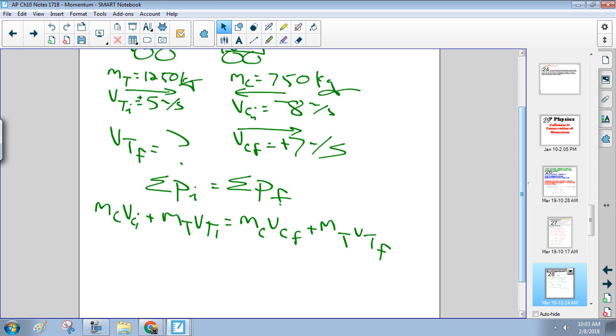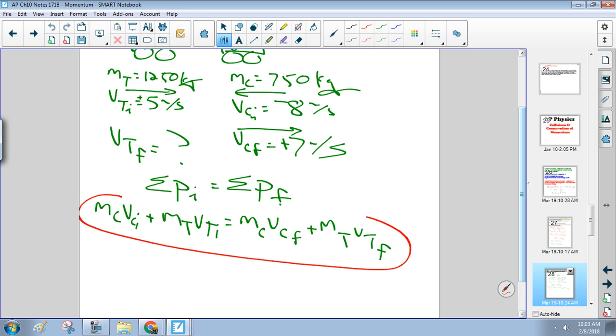So, this is an equation as long as you've just got two objects. I mean, this is kind of the deal, right? The total momentum before the two objects interact has to equal the total momentum after the two objects interact. Everybody cool with that? Yep. All right, so plug in your numbers. Did anybody figure out what the answer was?